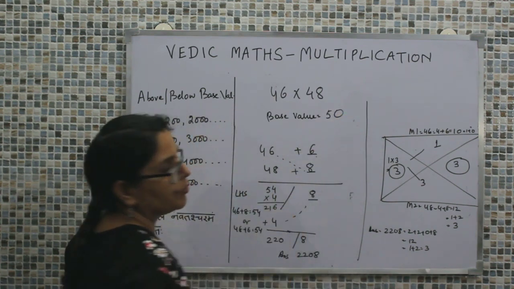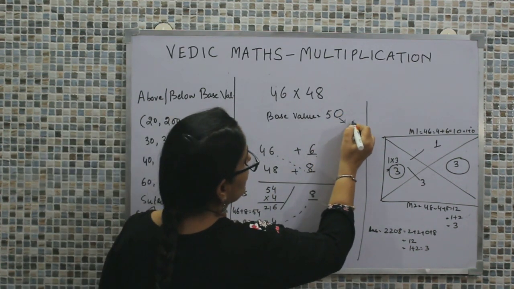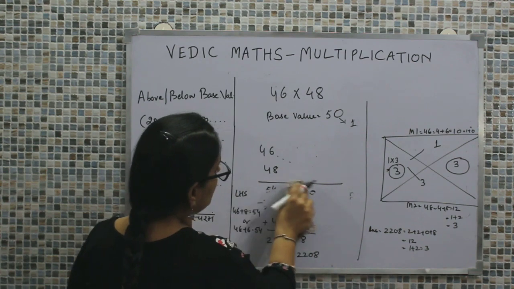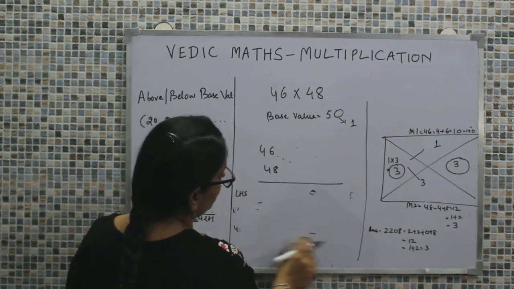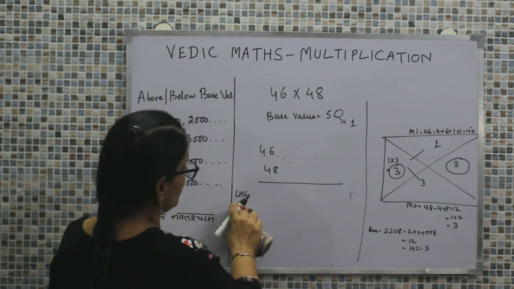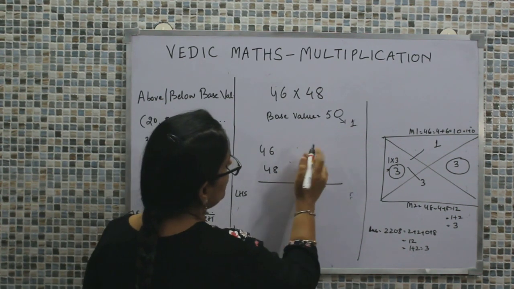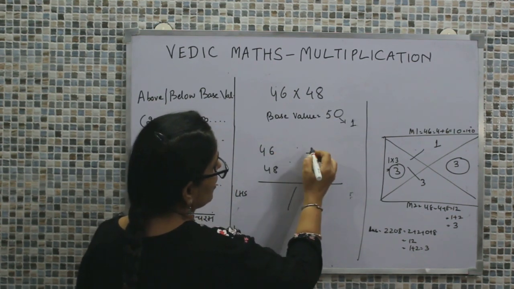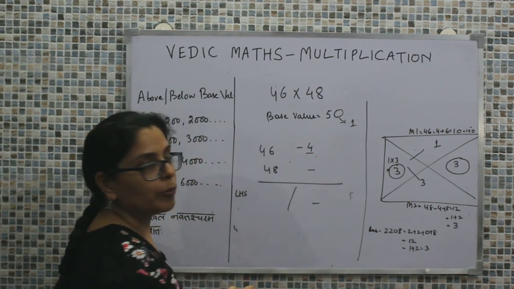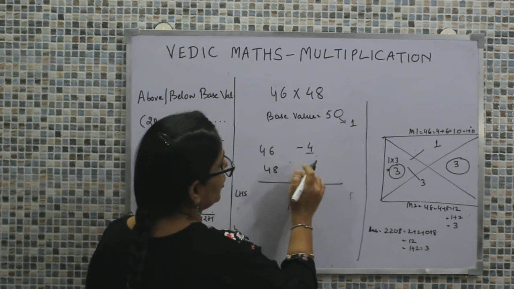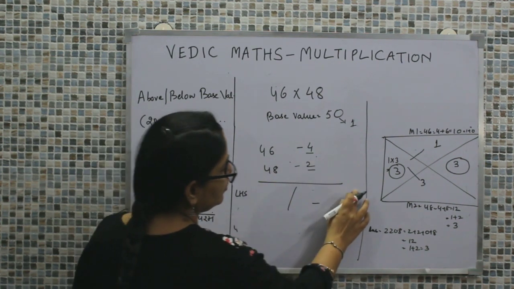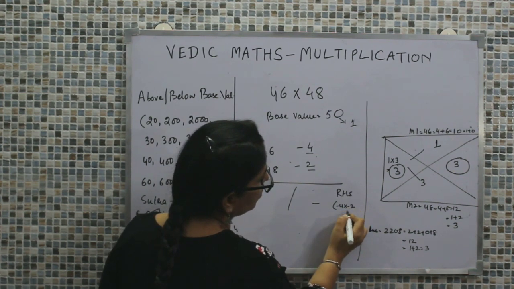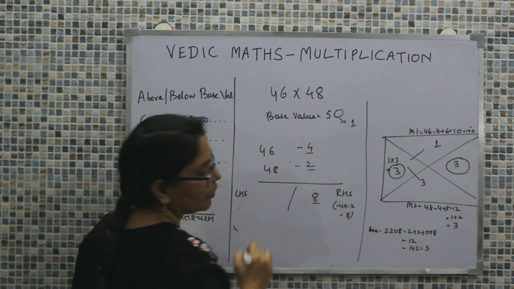First I write it as 50. The number of places we have to leave down is 1. Now the next part, when we compare 50 with 46, because here we have taken the base value as 50, so one place to be left, RHS has a single place. 50 minus 46, that is minus 4. 50 minus 48 is minus 2. Let's make it out how the RHS comes. RHS would be minus 4 into minus 2, that is 8.